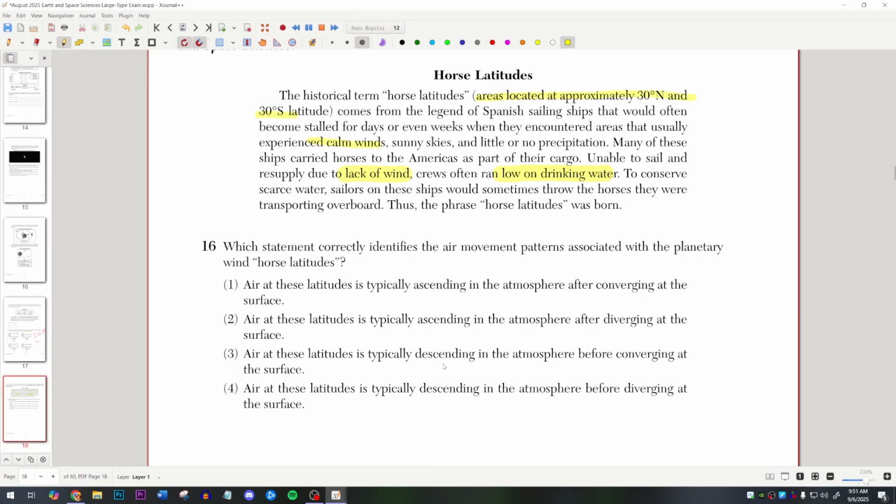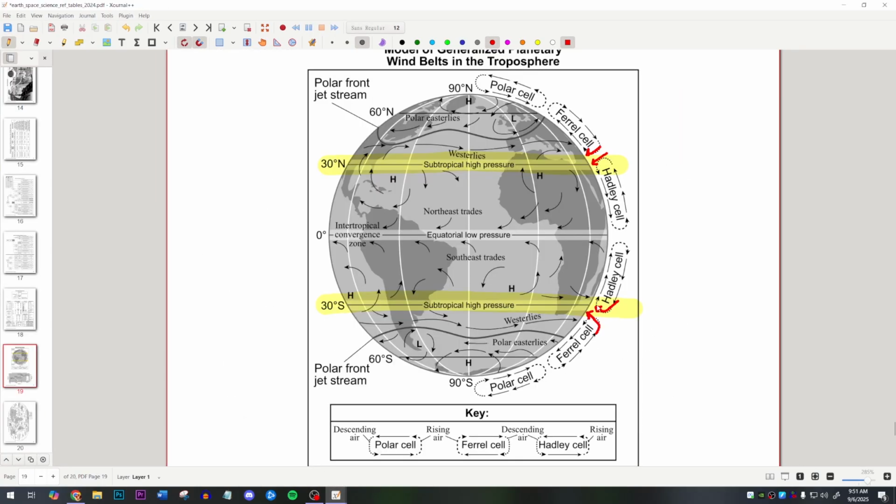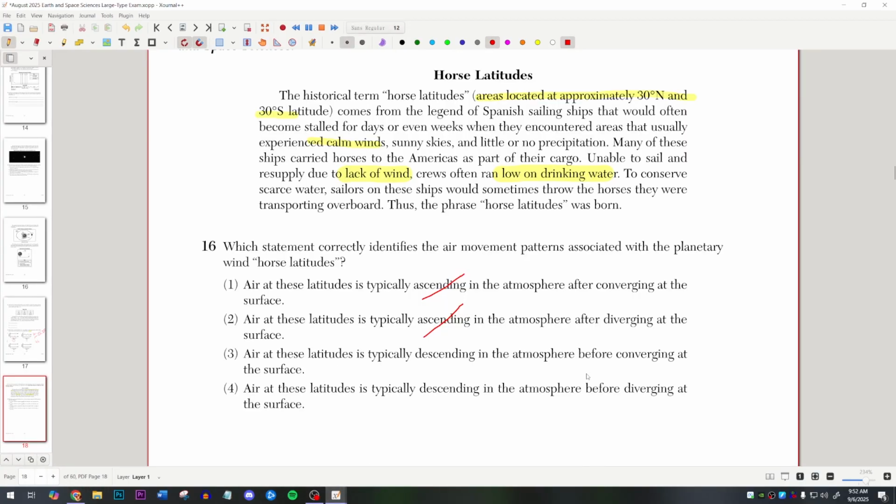Ascending or descending. So we want to say it's descending air, so that's wrong. And that's wrong. Before converging or diverging at the surface. So converging means coming together and diverging means separating. So we could see, look, out and out. So it's going to be diverging at the surface. You could see this area would be converging at the surface because the arrows are going towards each other. So we want diverging. So we'll go back. This is the answer. 16 is 4. And I thought that was really easy. So we're going to say this is about like a 3 out of 10.